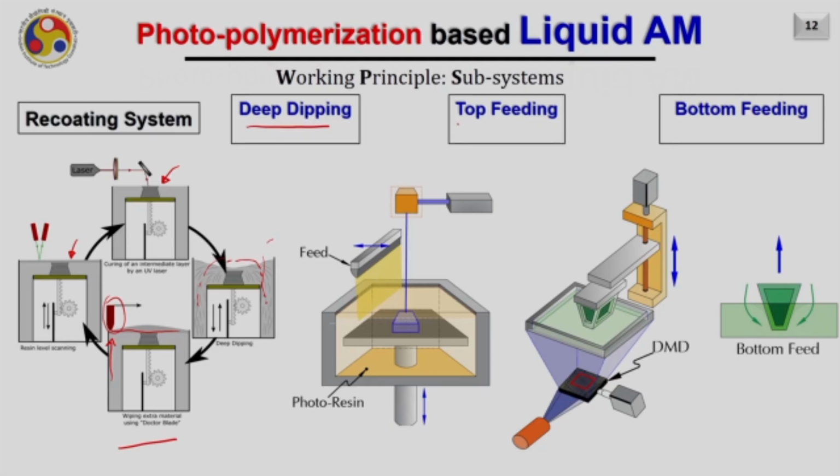Another subsystem is called as top feeding. In the case of top feeding, we have a hopper here and there is a small slit in the hopper. As the liquid photopolymer is fed here, the photopolymer falls like a curtain, and as this thing moves forward, it spreads the layer on the bottom side. Hence we are feeding the material from the top side. That is why it is called as top feeding.